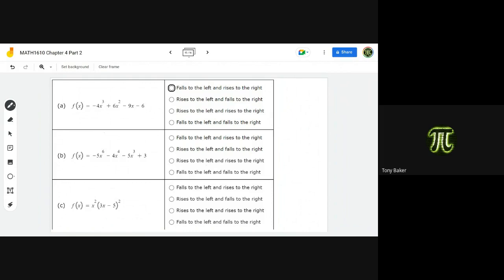So let's look at the first one. I don't even care what the numbers are. The leading coefficient in this case is negative, and the degree is odd. So on the right side, it's doing what? Going down or going up? Down. So that means it's falling to the right. And since it's odd, it's doing the opposite. So it's rising to the left. So that means it's that one.